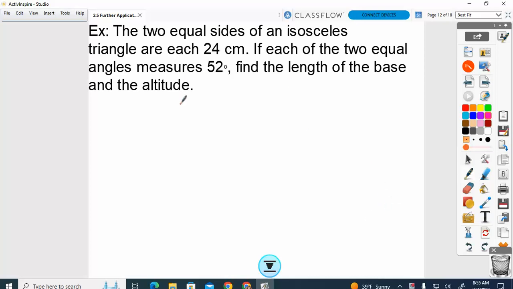So we have two equal sides of an isosceles triangle, each 24 centimeters. So when I say isosceles triangle, what do I mean? A triangle that has no equal sides? No, it has two equal sides.